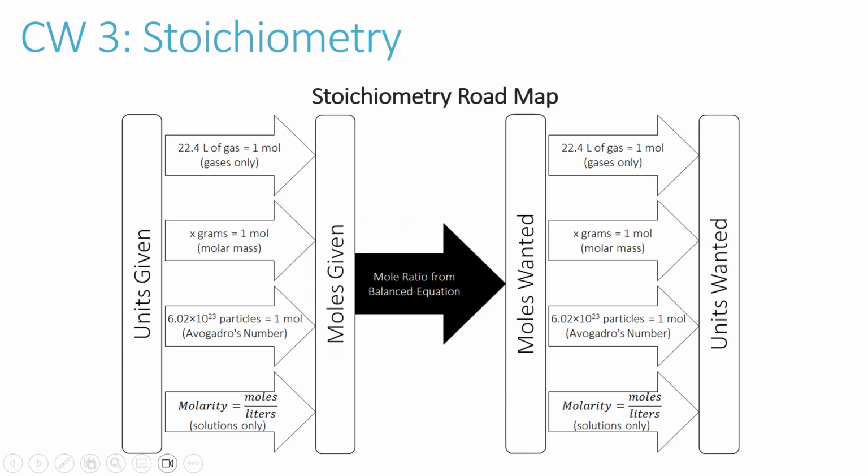Now what we just did was we went from moles of a given to moles of something else, and we did that using a mole ratio. But we don't have scales that measure in moles. In fact, we don't count atoms by the mole, we count atoms by grams, or by volume of gas, or by number of particles, or molarity. So sometimes you will be given moles and asked for moles, but you could be asked for many other different units, or you could be given many different other units.